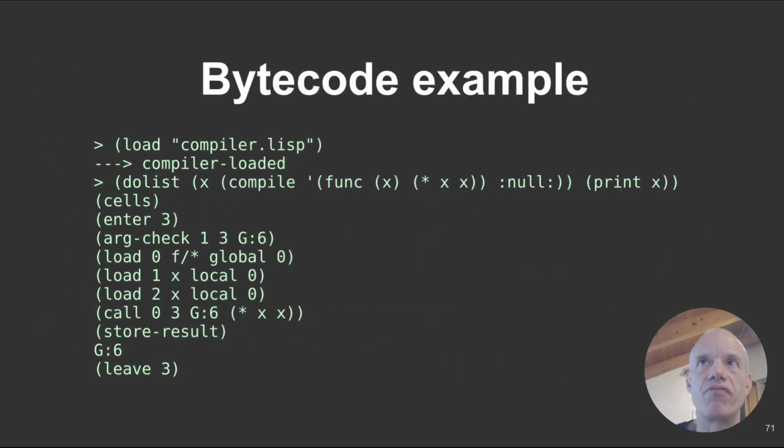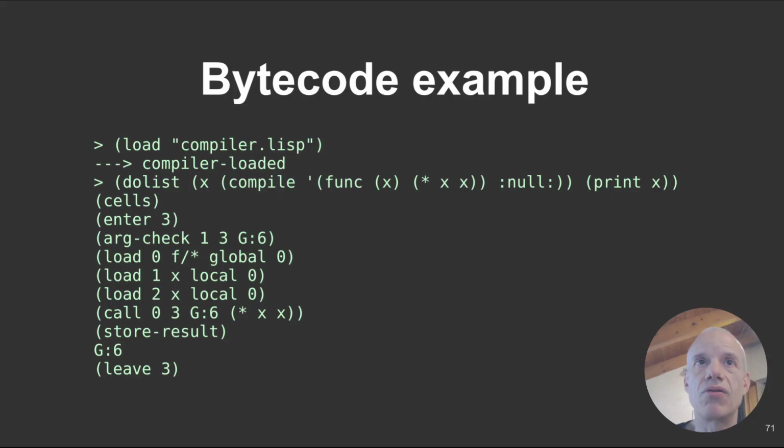Okay, this is an example of the bytecode compiler. So I loaded the compiler, and the return value from compile is just a list. So I'm basically looping over the result of compiling. As you see, I'm compiling a function that multiplies an argument by itself. I'm passing the null context for the compiler, and I'm printing the output.